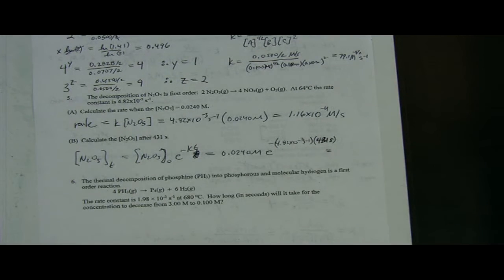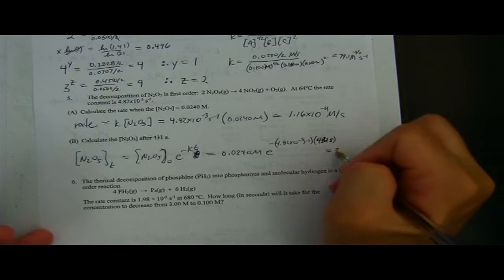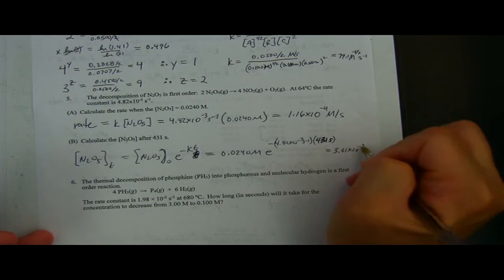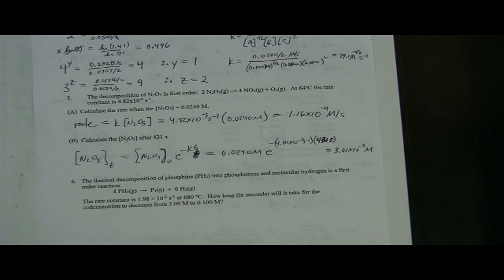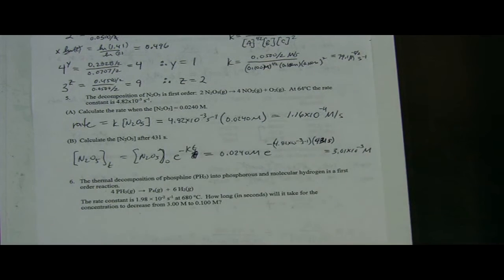And what did you get for that answer? I got 3.01 times 10 to the negative 3. 3.01 times 10 to the minus 3. All right. Anybody have any questions about that? Is the unit just molar? Yes, molar, because the units on the initial concentration are molar.